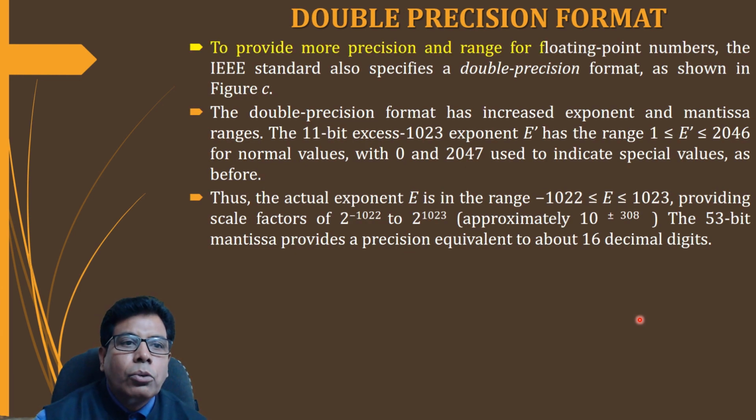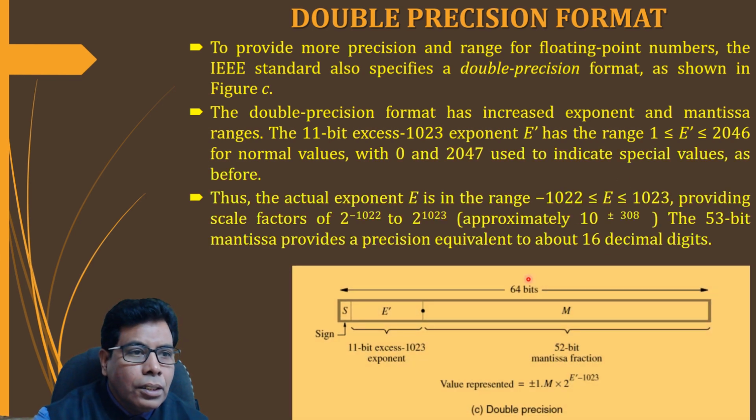Now, to provide more precision and range for floating point numbers, the double precision format is specified. Now this is shown in the figure. We'll see the figure and see what is the change here. So here you can see this sign bit is as it is. The E dash, that is the exponent part, is 11 bits excess. Now here it is 1023. So in the single precision it was excess minus 127.